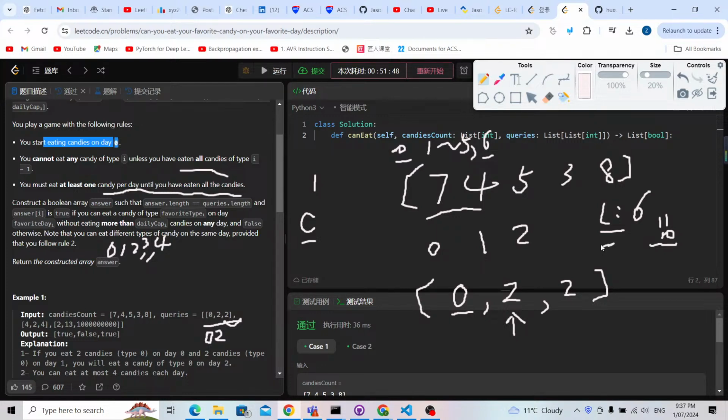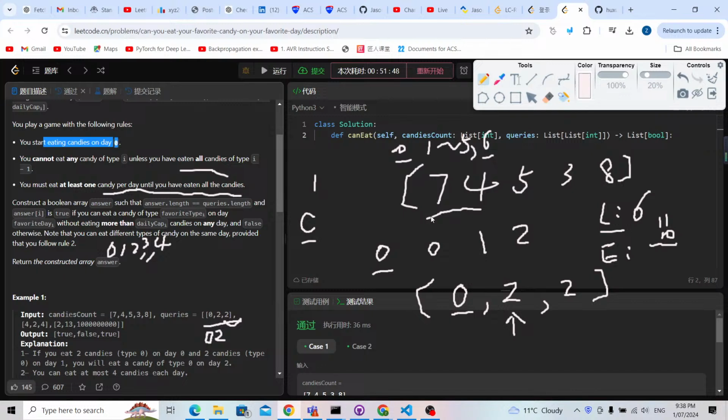And we also want to check what is the earliest day I can eat candy type 0. Because we have 7 candies, what is the earliest day? Definitely it is day 0, right? Because on day 0, definitely we can eat a candy. It means the earliest day we can eat the candy is 0.